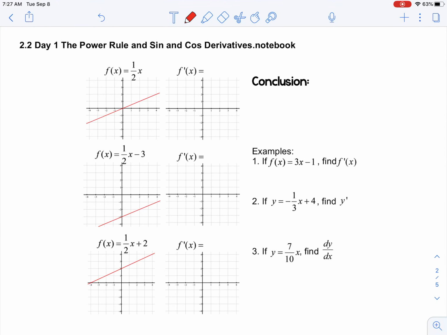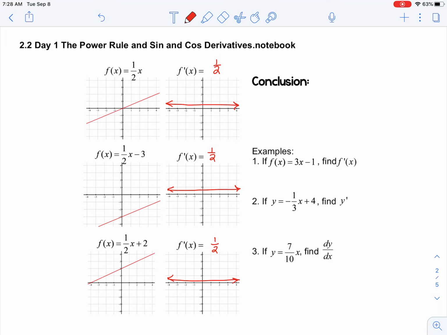All right, so what about all these functions? All these functions are lines. So the line y equals 1/2 x. The slope of that is 1/2. What if we have the line y equals 1/2 x minus 3? The slope of that, the derivative of that, is still 1/2. How about the line y equals 1/2 x plus 2? What if we shift it up 2? Slope of that is still 1/2. So what can we conclude there?